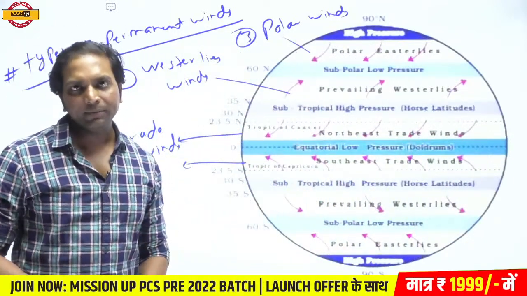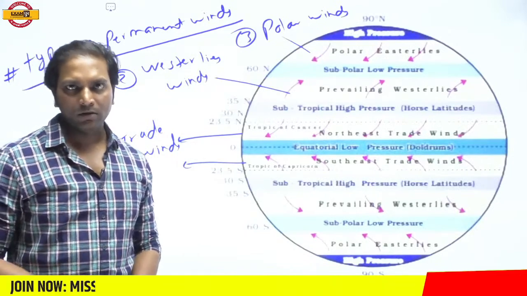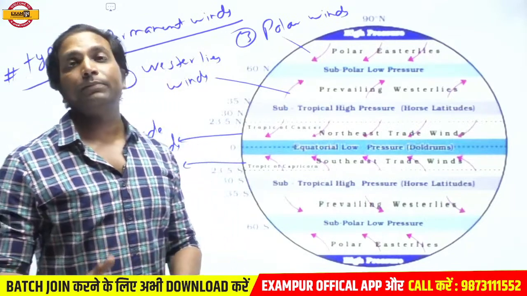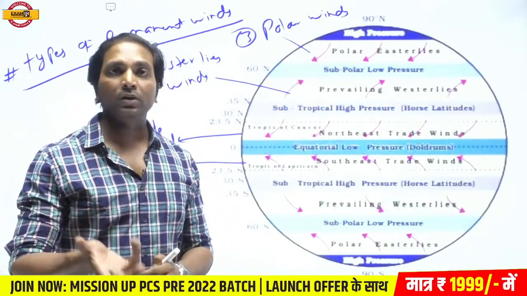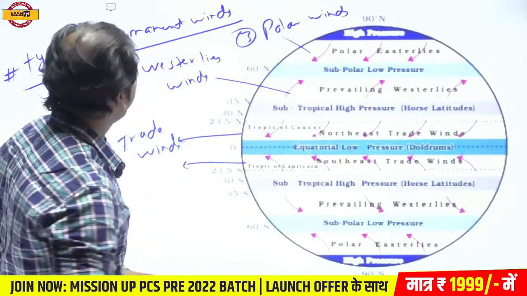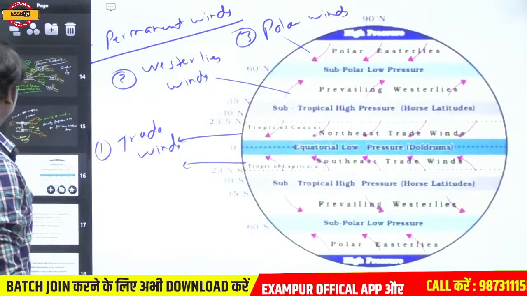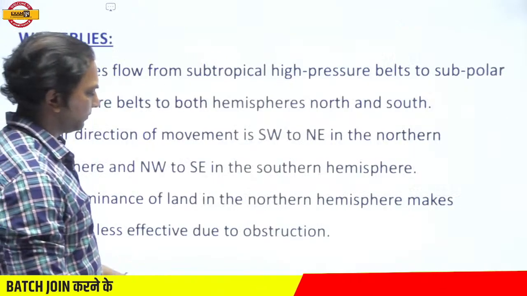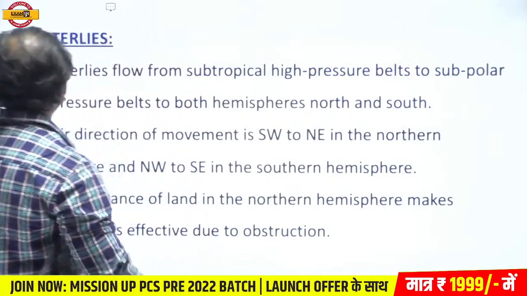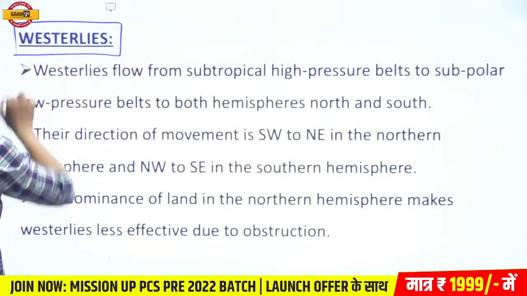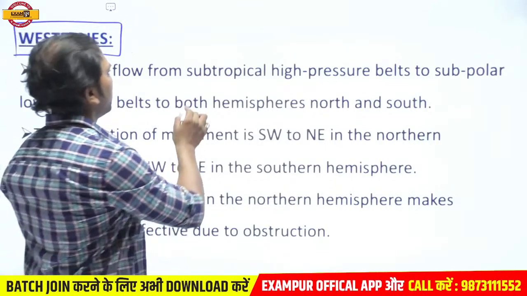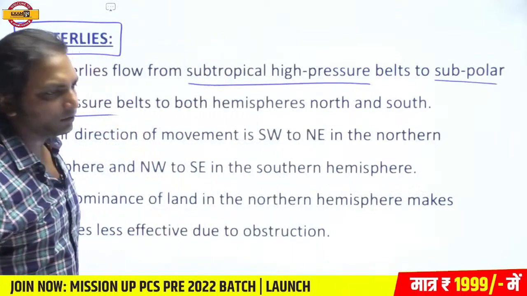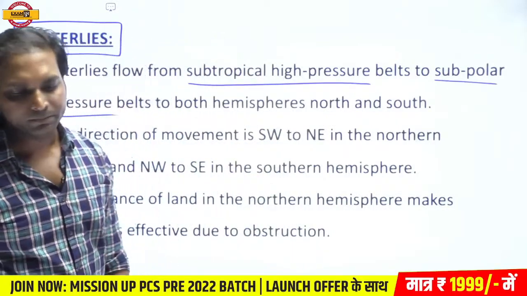I hope you are all getting what I am delivering about this topic. This is the most important thing. You should clear your concept first of all, and then also remember the static portion. Now we are coming to the westerlies winds. Westerlies flow from subtropical high pressure to subpolar low pressure, because winds always blow from high pressure to low pressure.